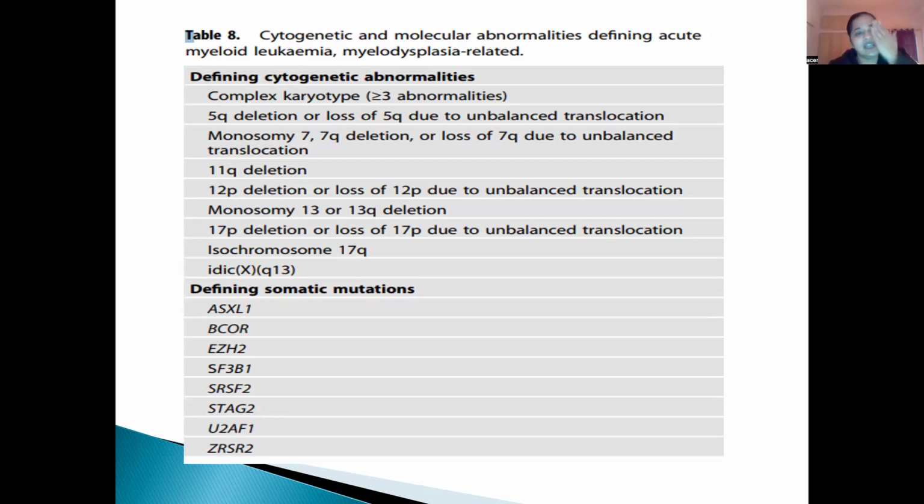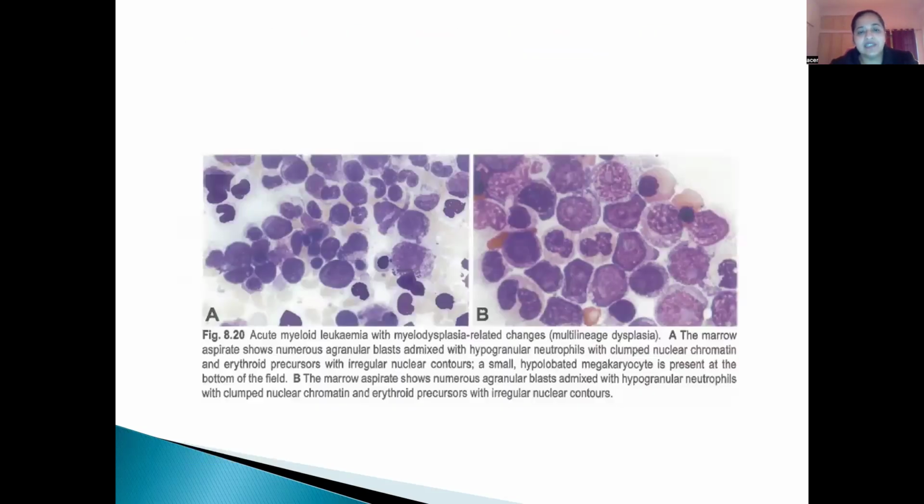So these are basically called the defining cytogenetic abnormalities, and the somatic mutations could be in these type of genes. So this is the myelodysplasia picture. This is the multilineage dysplasia. Okay. So you will see hypogranular neutrophils with clumped nuclear chromatin. So there will be dysplasia with disordered arrangement, disordered proliferation, in all three lineages: the myeloid lineage, then the erythroid lineage, and the platelet lineage.